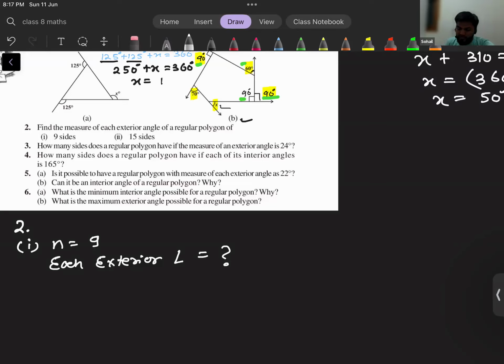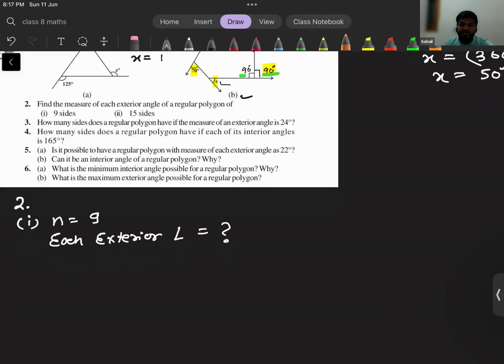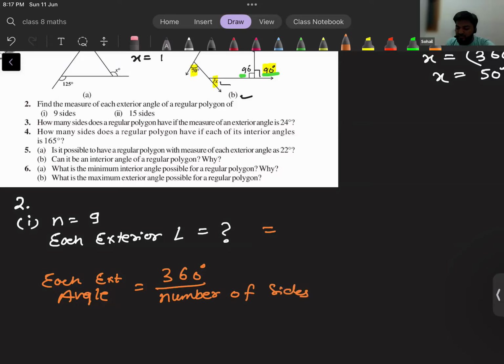No. Look, find the measure of each exterior angle of a regular polygon. Remember, we had a formula where, given the number of sides, you can find the exterior angle. We know the sum of all the exterior angles is 360 degrees, so each exterior angle can be calculated by dividing 360 degrees by the number of sides of the polygon. Remember the formula? Yes, sir.